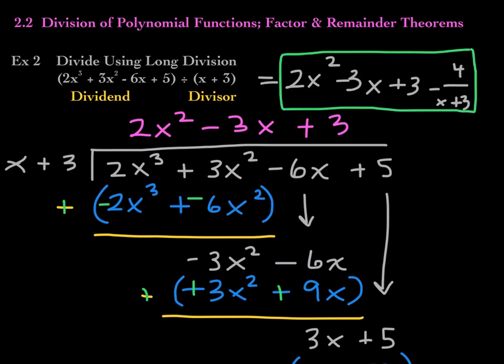All right, now what's very important is that you understand this is your quotient. 2x squared minus 3x plus 3 is your quotient. Negative 4 is your remainder. So this is your quotient plus your remainder, which is negative 4 over the divisor. You always write your remainder, negative 4, over your divisor.